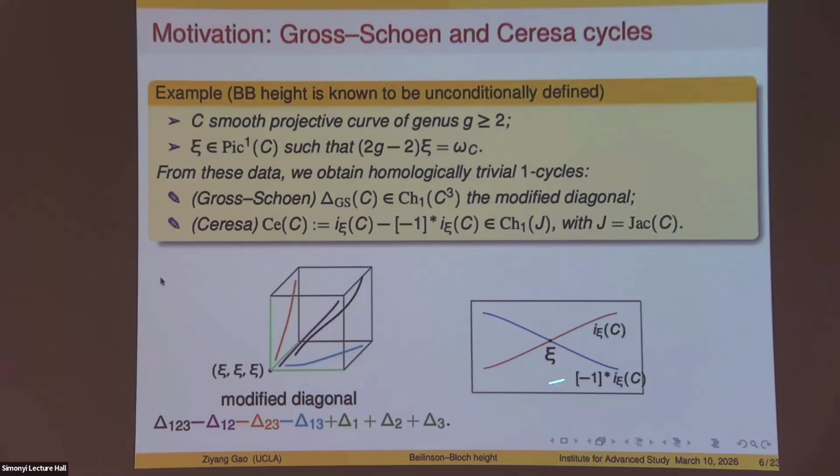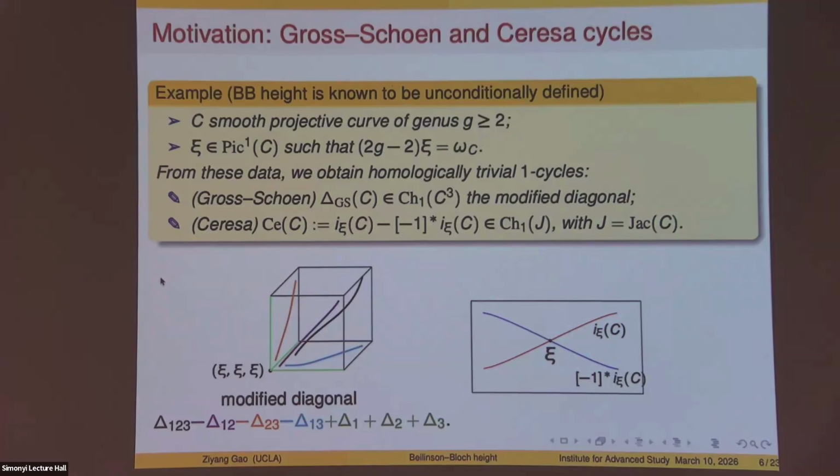The Ceresa cycle is defined on the Jacobian. So we use the Abel-Jacobi embedding based at the point. Here, this red curve is C, and this blue curve is its pullback by multiplication by -1. And the Ceresa cycle is the difference of them. So saying that the Ceresa cycle is torsion or trivial means that we can deform this red curve to the blue curve rationally over time. This is what it means.